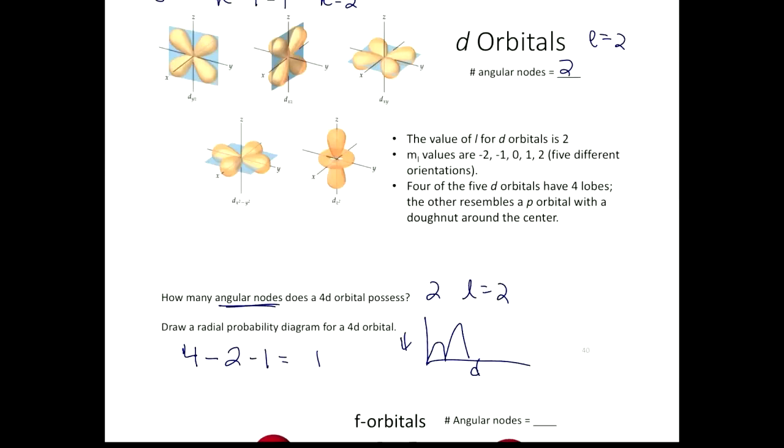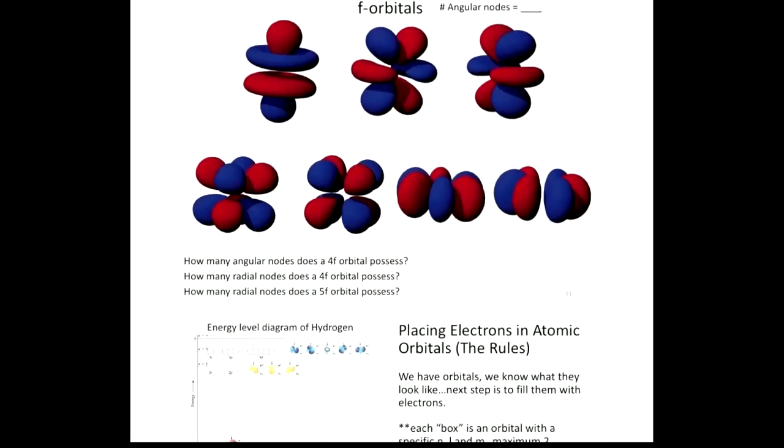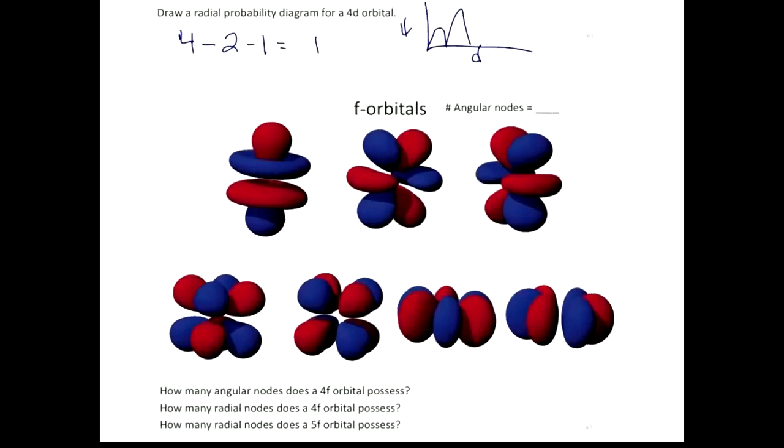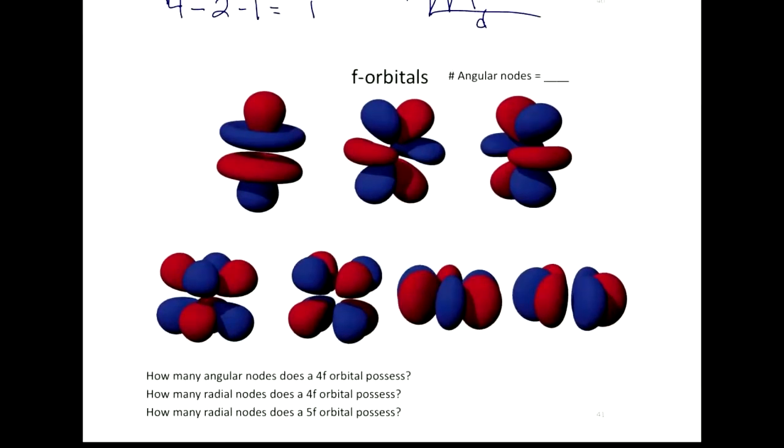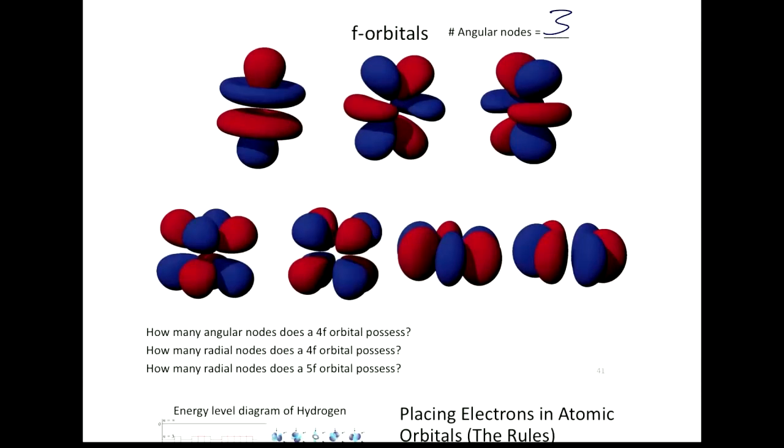All right, so the last one here, f orbitals. So 7 different orientations. We'll never get this far, all right? I just wanted to show you the different orientations. My balloon animal analogy kind of breaks down here. So the number of angular nodes here will be not 2, 3. All right, 3. So we're just going in order. But we should still be able to determine angular nodes and radial nodes here. So number of angular nodes in a 4f orbital would be 3.